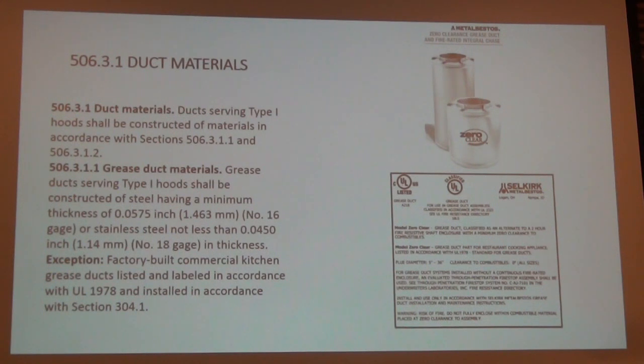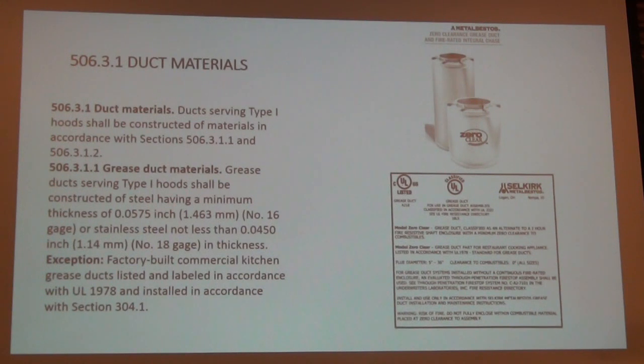What about hoods? You have an old stainless steel hood, and they want to put it back in service. Is it a listed hood? I'd say no. In the 2015 codes, or 2018 code changes, I proposed to take out the allowance for unlisted hoods, but they didn't buy into it. They still allow unlisted hoods.